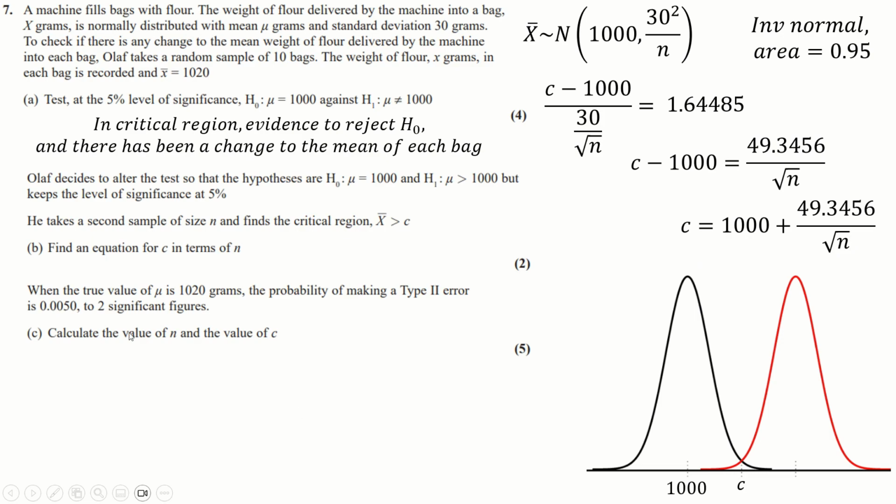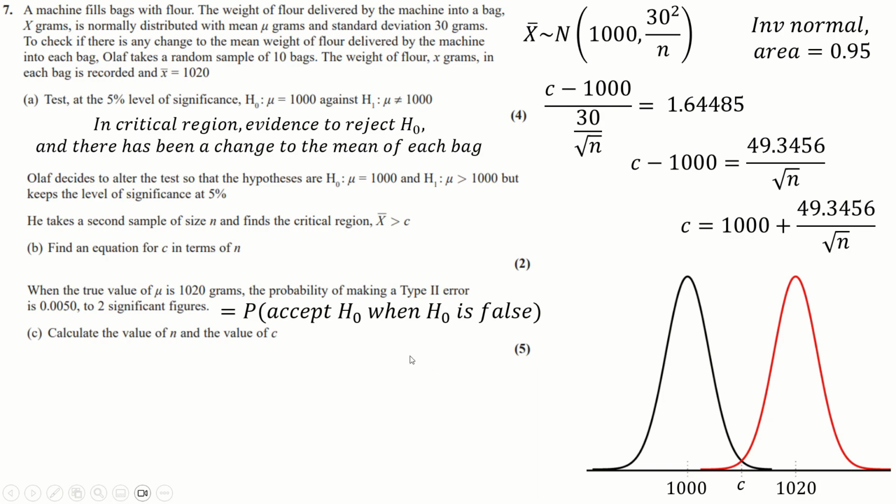Except now we're told that the true value of mu is 1020. So we're not actually in this distribution here. We're in this distribution with a mean of 1020. And a type 2 error is when you accept H0, but H0 is false. Now, we did this before, right? The way that we accept H0 is if we're below this critical value C. This critical value C says if you're below it, you accept this distribution here, and if you're above it, you don't. So therefore, to accept H0, we need to be below this value of C. We need to be in here.